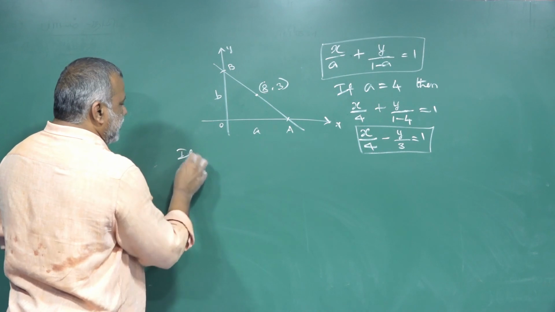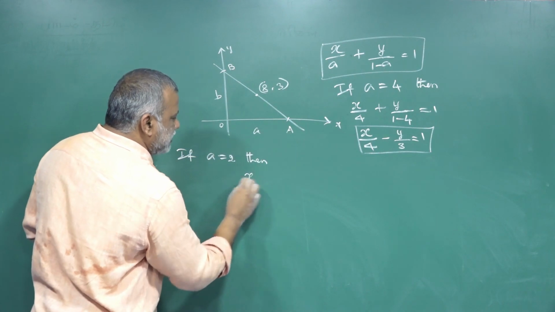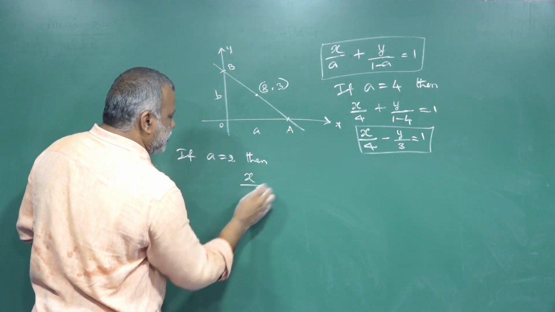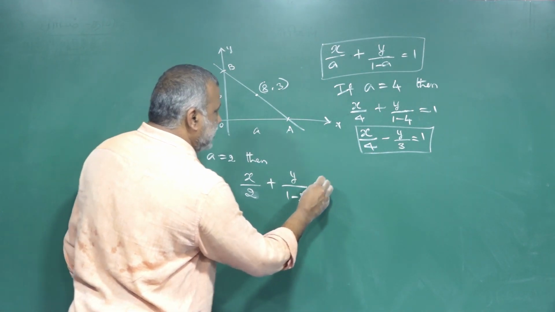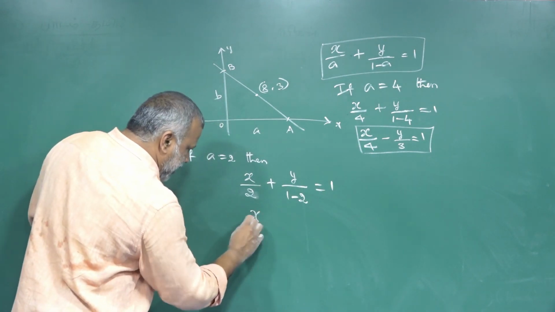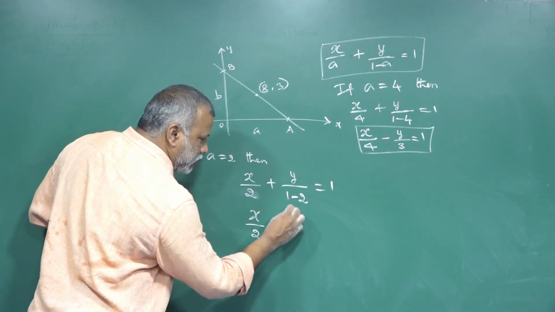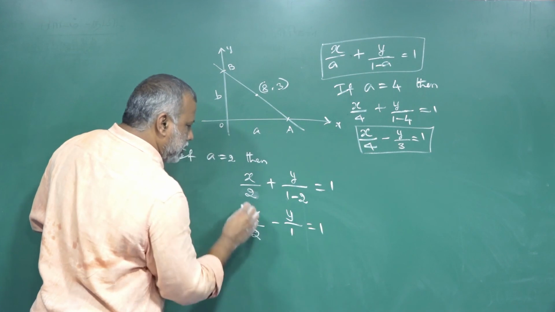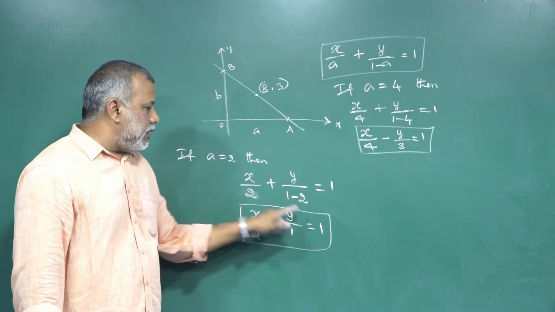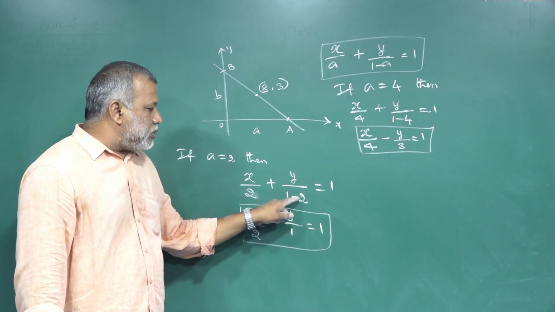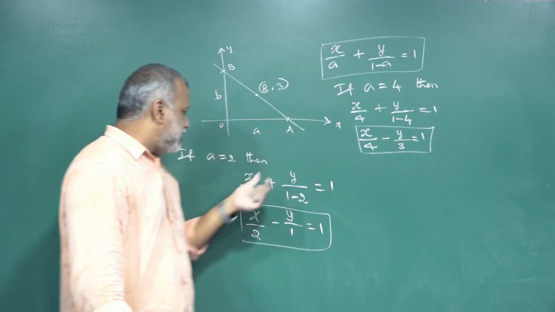So listen, if a equals 2, then we substitute here for x by a: instead of a, substitute 2, plus y divided by 1 minus 2 is equal to 1. See here, x by 2, then 1 minus 2 becomes minus 1, so y divided by 1 is equal to 1. So x by 2 minus y by 1 is equal to 1. 1 minus 2 means we get a negative.